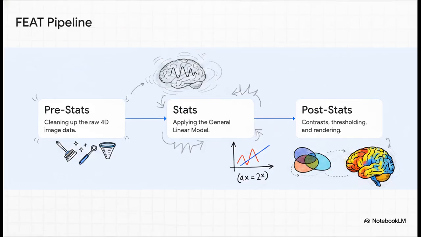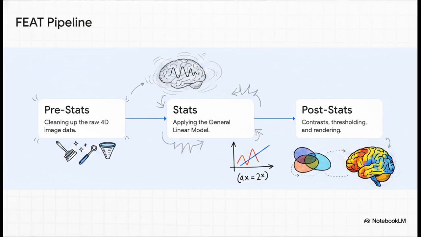When a researcher actually uses FEAT, they run their 4D brain scan, which, by the way, is just 3D space plus time, through a pretty rigorous workflow pipeline. It starts with pre-stats, which is all about cleaning up the raw image. Then comes the stats phase, and that's where that general linear model we just talked about is actually applied. Finally, there's the post-stats phase.